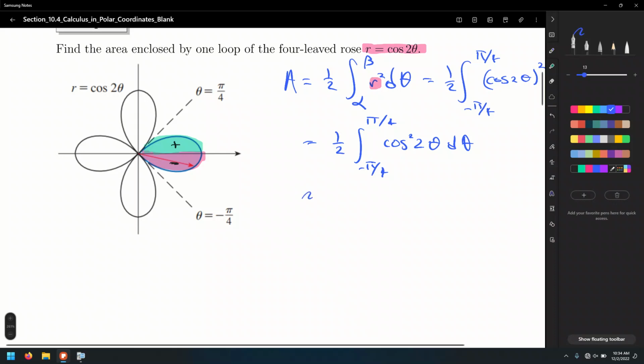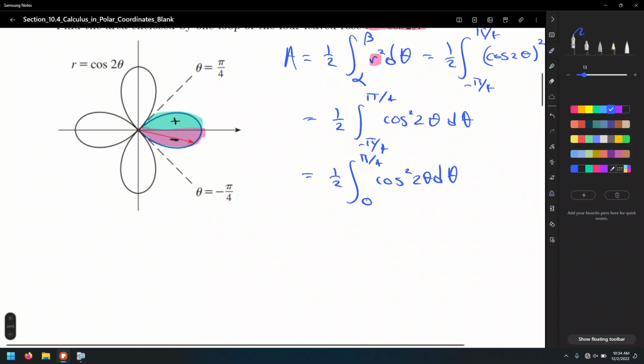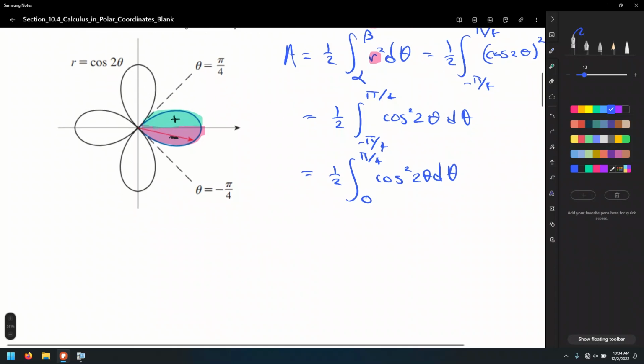Essentially, I'm going to change this to 1/2 the integral from 0 to pi over 4 of cosine squared 2 theta d theta. In this case, I'm going to integrate from 0 to pi over 4, but multiply this by 2. And that's going to fix the issue of getting a 0 area in the end.